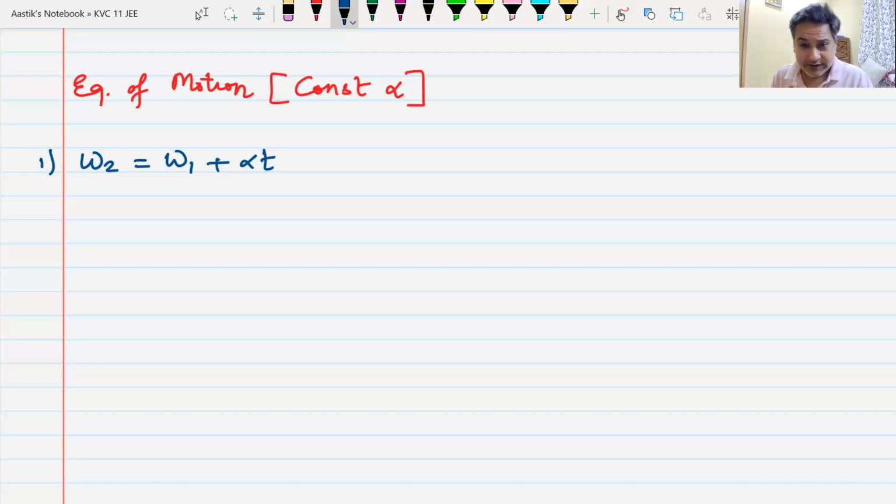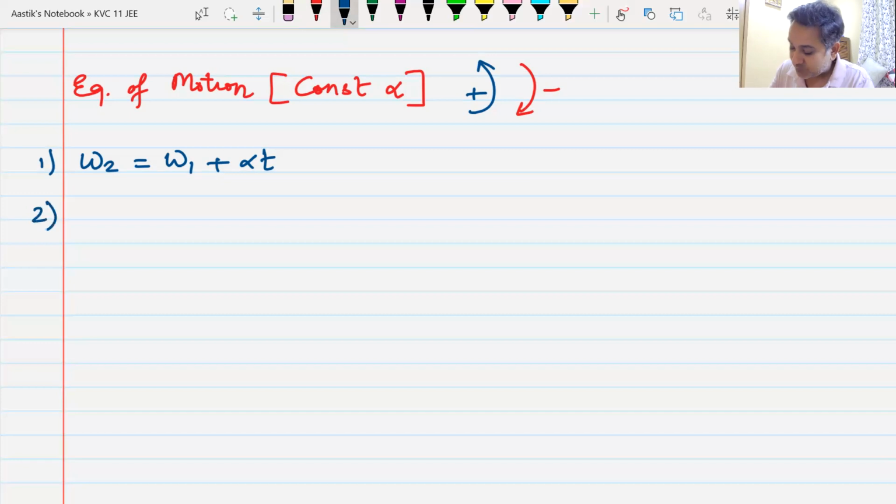Now remember, whenever we write these equations, we use the sign convention: positive, negative. Here also we must choose the sign convention. And what is the sign convention here? Anti-clockwise is taken as positive and clockwise is taken as negative. Do we understand this? Anti-clockwise is positive and clockwise is negative. Do not forget this sign convention. Okay, that was the first equation.